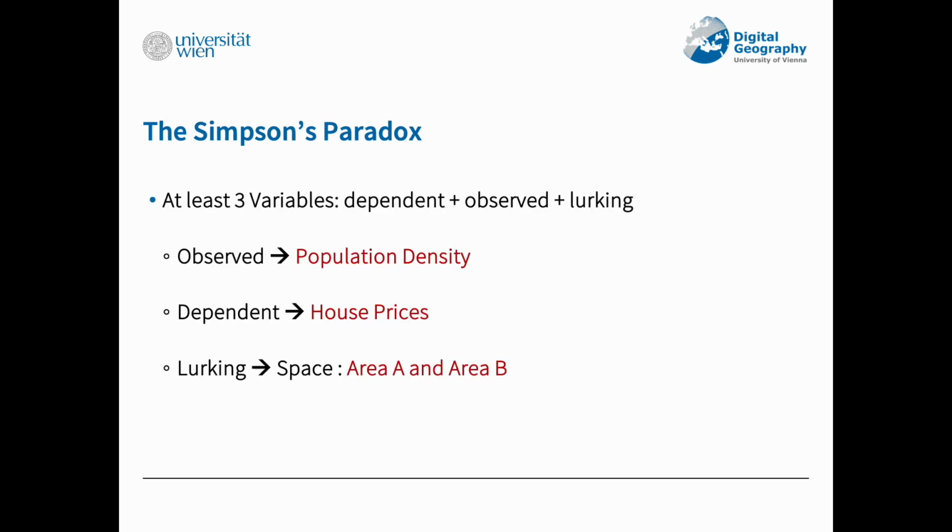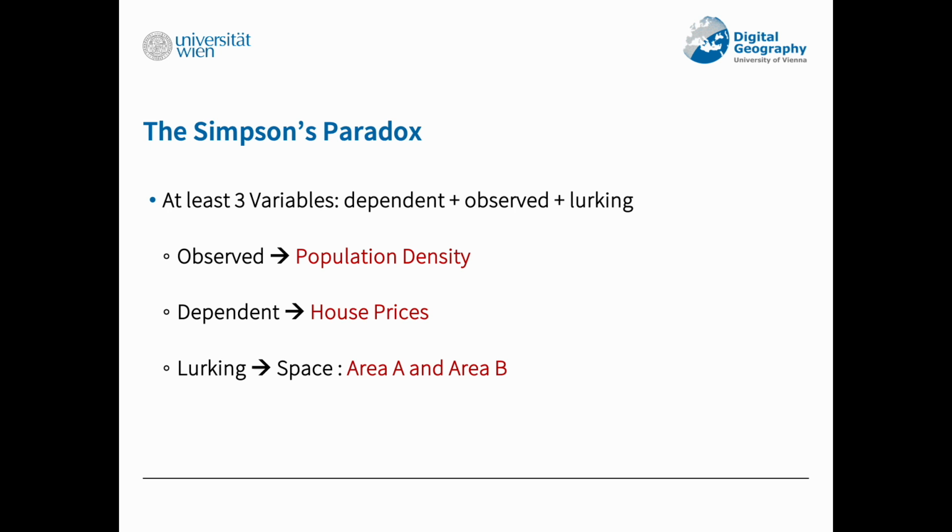Now we'll explain why this can be an issue when predicting spatial data. I will use Simpson's paradox that requires three variables: the dependent, which is the information that we want to predict, the observed or independent variable, which is the information that we use to make predictions of the dependent variable, and the lurking variable, which is a missing or hidden variable. The statement is that the relationship between the dependent and observed variables cannot be detected, or it is inaccurately detected because of the missing lurking variable.